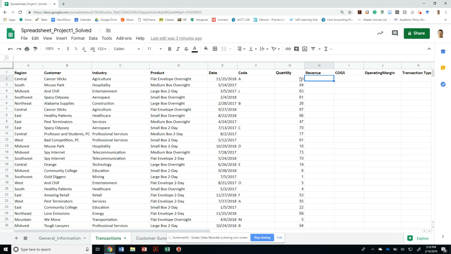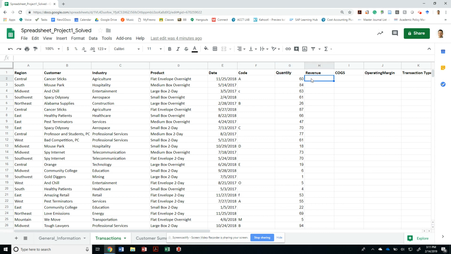So for the revenue, all I have is the quantity of items that were sold, or actually the quantity of services that were sold. I should have called this a service. I'll just leave it as product for now. This service was sold, so we sold 60 flat envelope overnight services on 11/25/2018 to our client, Cancer Sticks, in our central region. So, how do I generate the revenue?